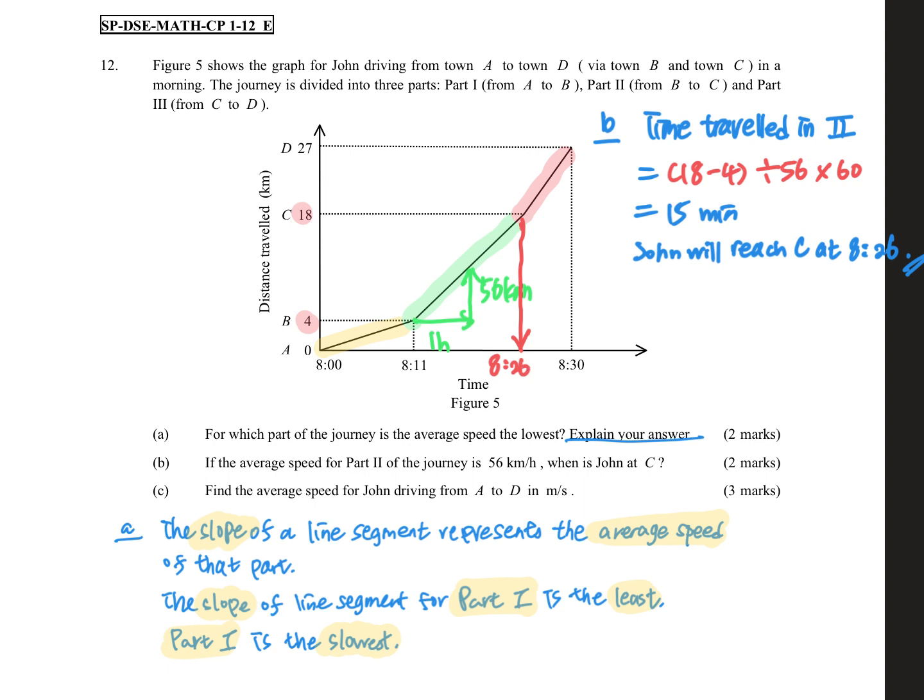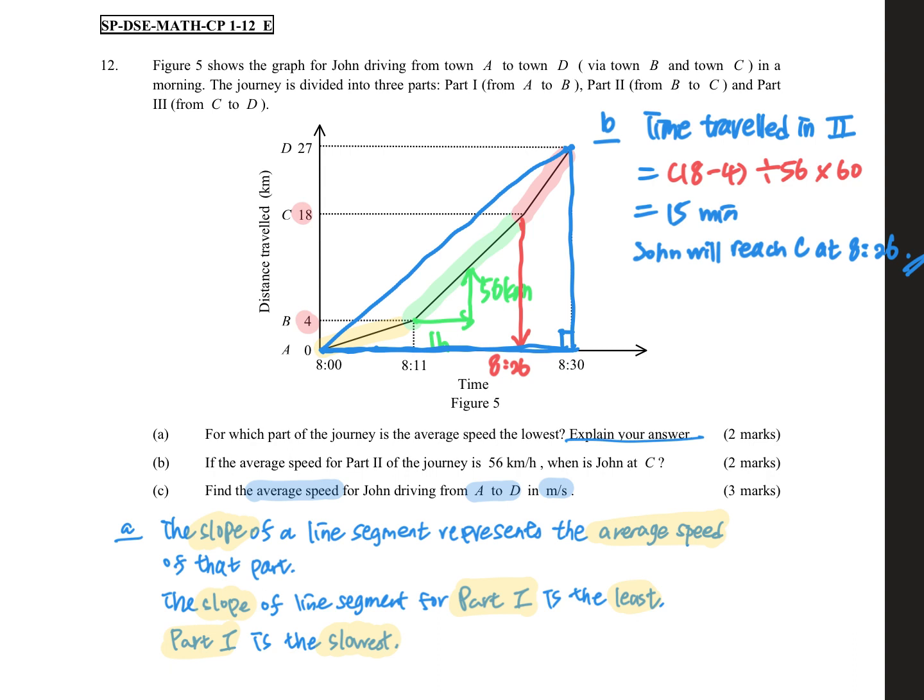So part C: find the average speed for John driving from A to D in meters per second. So first of all, A to D, average speed, meters per second, all important. Referring to the figure, ignoring the parts, we want to find the whole thing. So from A to D, the distance traveled over the time taken.